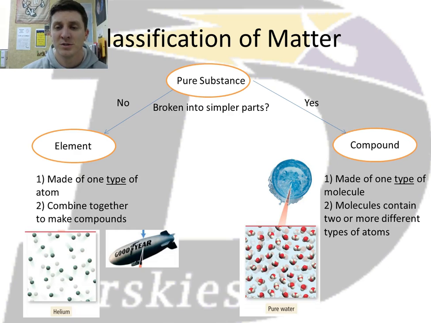So pure substance. Well, there's actually two types of pure substances. We already discussed one, and that's an element. And if we look at this flow chart here, the question for a pure substance I ask, can it be broken down into a simpler part? And if the answer is no, it's an element. An element is basically a substance that's made of one type of atom that we can find on the periodic table, and we use elements to combine to make compounds, which leads us to the opposite end of the chart.